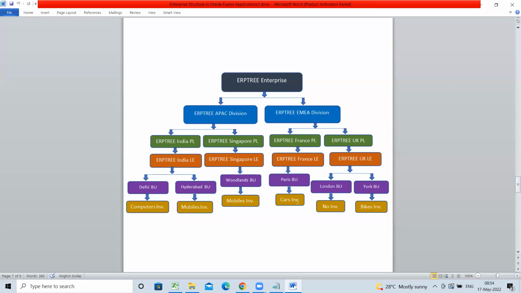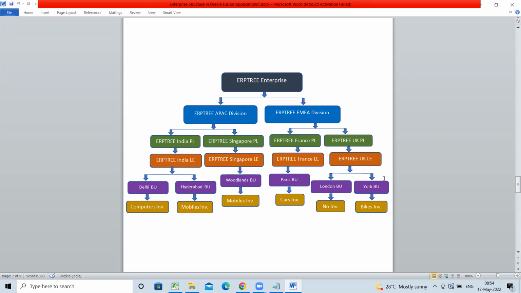Paris branch, Paris BU, they are into car sales. Take the example, cars inventory. Say UK, like in London, whatever, they are into some consulting business or some services. Since they are into services, there is no inventory. No inventory means we have to create the dummy inventory.